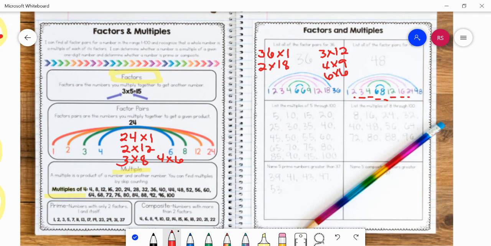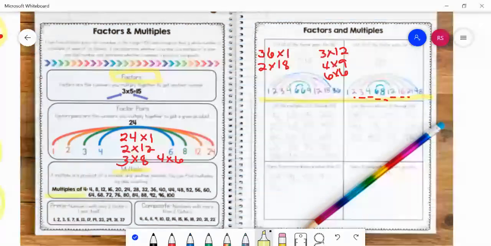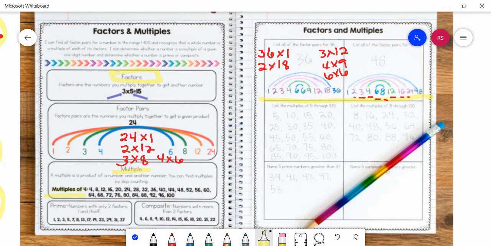Now, if you take a look at the second box, or the second set of boxes down here, it's having you list the multiples of 5 through 100. So remember, multiples we skip count, or we multiply 5 times 1, 5 times 2, 5 times 3, and so on. So skip counting by 5s is really easy. We can do that all together, right? So if I'm listing the multiples of 5, I would go through 5, 10, 15, 20, 25, 30, 35, 40, and so on. And you can see they go all the way up to 100.